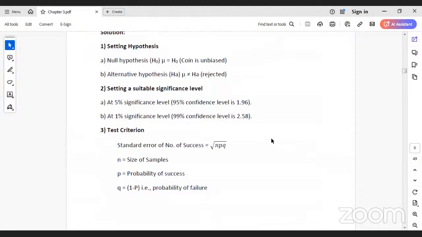Okay. Setting hypothesis. A, null hypothesis; B, alternate hypothesis. H naught: the dice is unbiased. Then HA: the dice is not unbiased, rejected. In setting the suitable significance level, 5% is given in the question. So consider only A, that is at 5% significance level, 95% confidence level, that is 1.96. Then test criterion: standard error of number of success is equal to under root NPQ. N is equal to size of sample, P is equal to probability of success, Q is equal to 1 minus P, that is probability of failure.